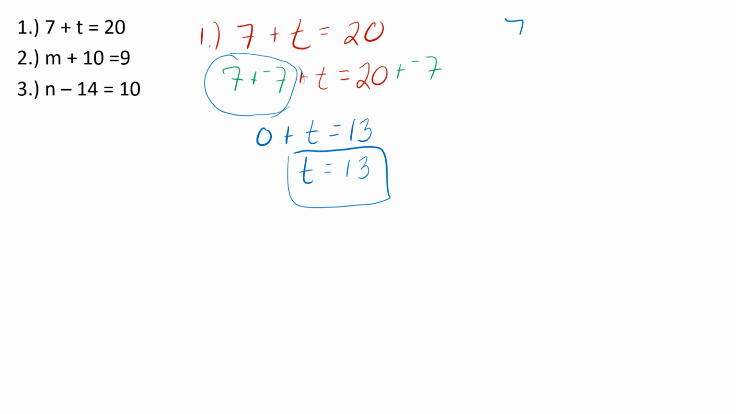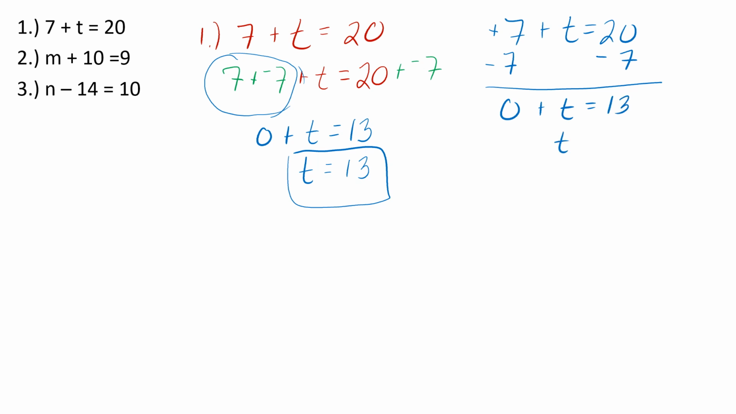You may also show the work this way. Okay, so your teacher might show it this way, where you have a +7 here, where you would show it by subtracting 7 from both sides. 7 minus 7 is the 0. 20 minus 7 is the 13, and you can get there showing the work that way. Both ways are completely okay for showing your work.